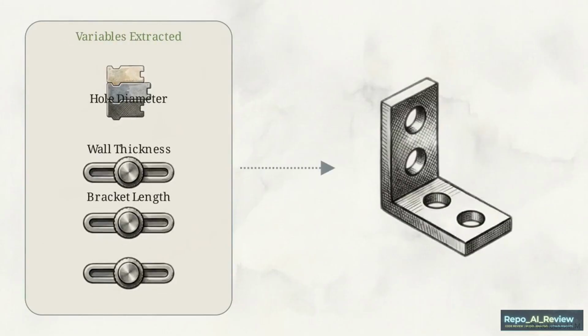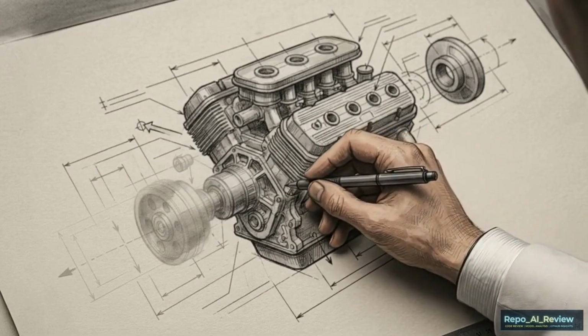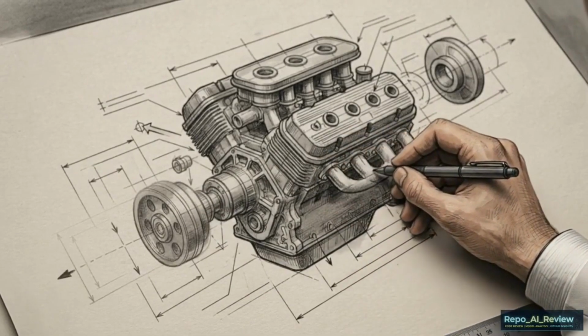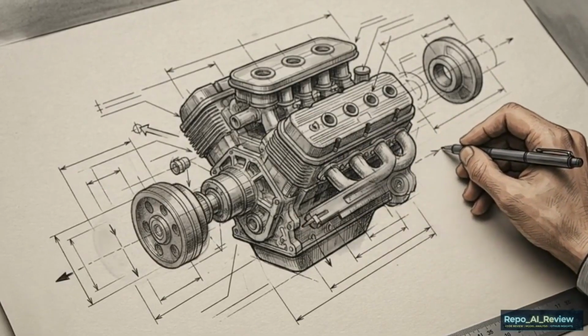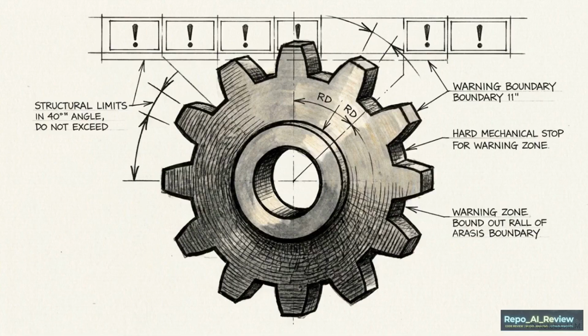The app scans the code for variables and automatically creates sliders for dimensions like hole sizes and wall thickness. Moving these sliders updates the model in real time, letting you dial in exact tolerances without writing a new prompt. The AI handles the repetitive task of writing the initial script, but the engineer maintains final control over the exact dimensions. While this workflow is fast, it is important to understand the technical constraints currently documented in the project's development.